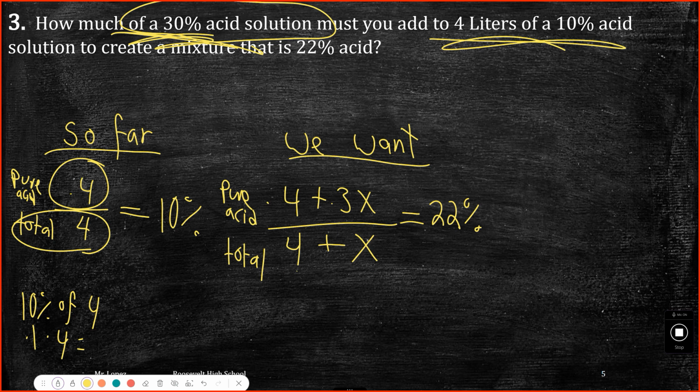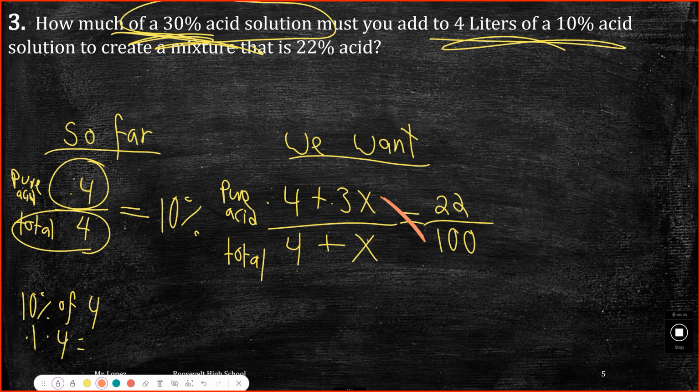So let's go ahead and cross multiply. How can I rewrite 22% as a fraction again? What is 22% as a fraction? Could we just say 22 over 100? Yes? Let me change that already. All right, let's go ahead and cross multiply.